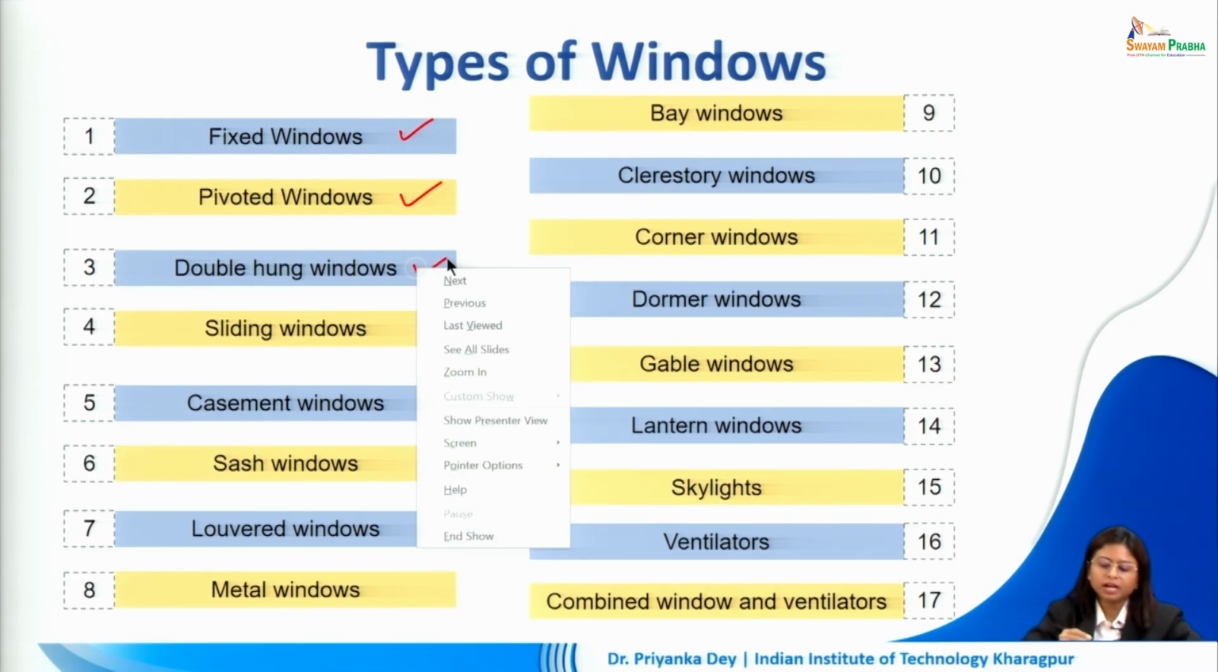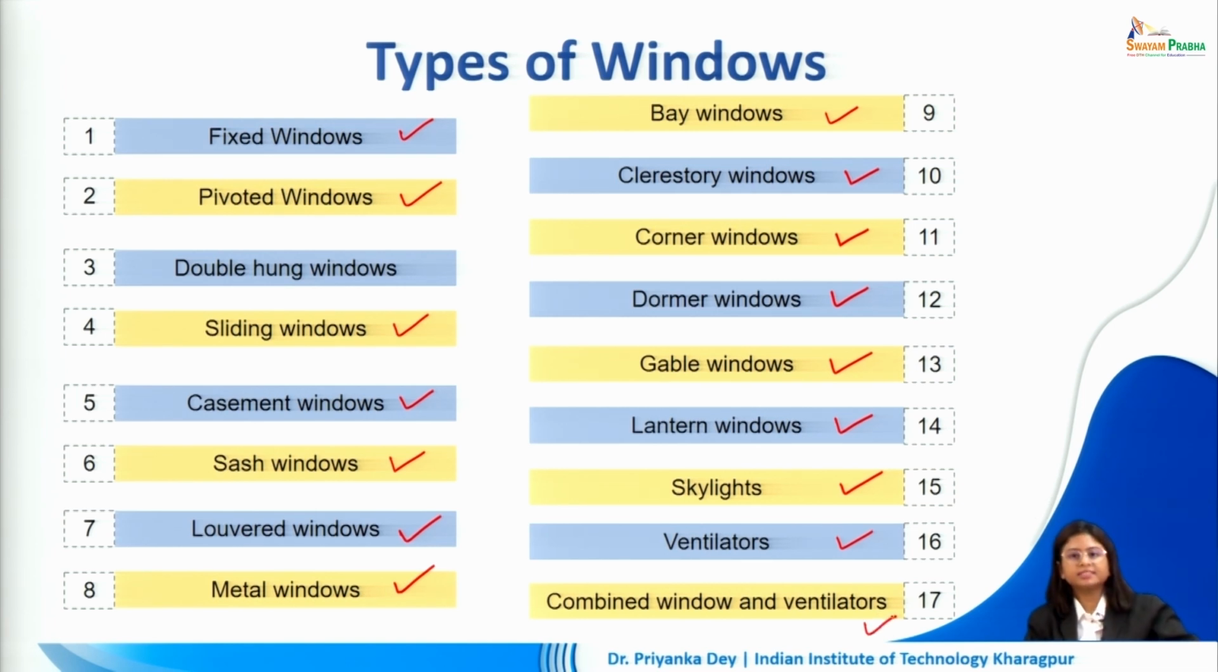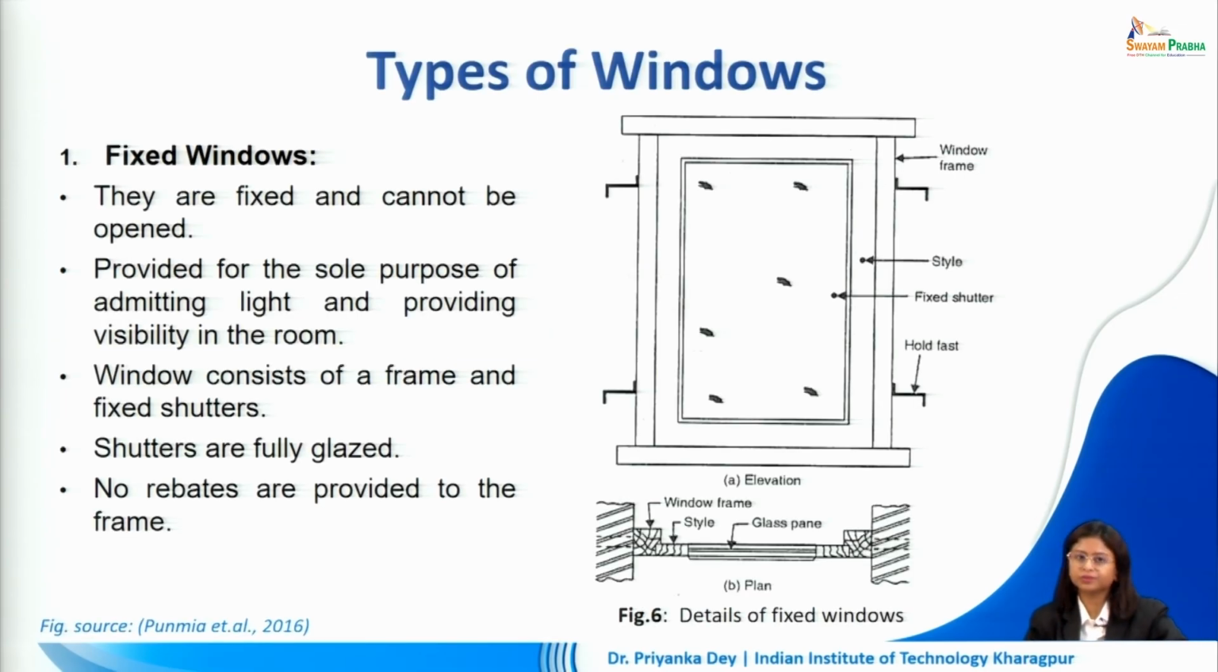We have double hung windows, sliding windows, casement windows, sash windows, louvered windows, very similar to louvered doors, metal windows, bay windows, clear story windows, corner windows, dormer windows and gable windows, more applicable in pitched situations, lantern windows and skylights. We can also have ventilators and a combination of window and ventilators together. So, let's get started with each of these types. So, the first we are going to talk about is fixed windows.